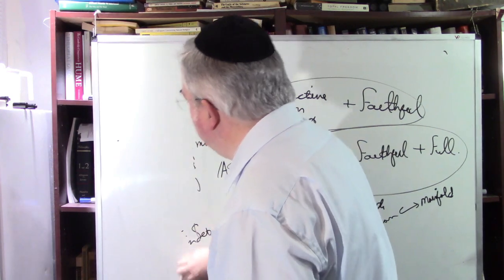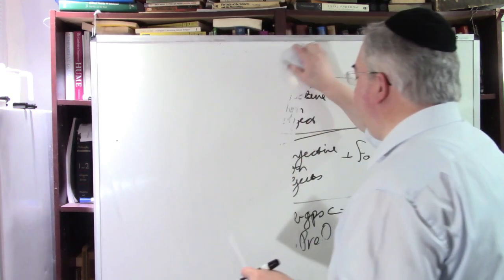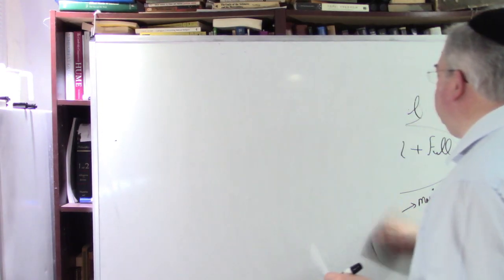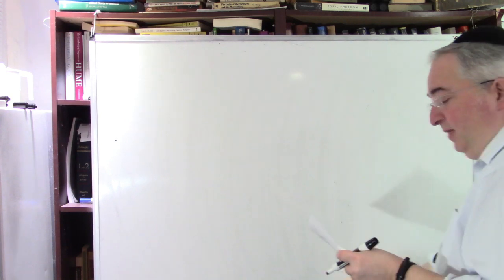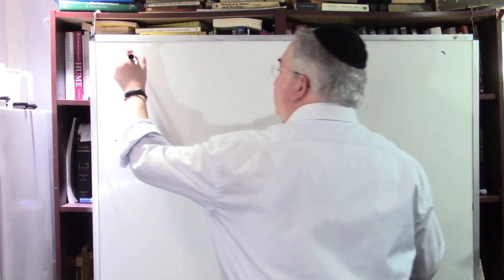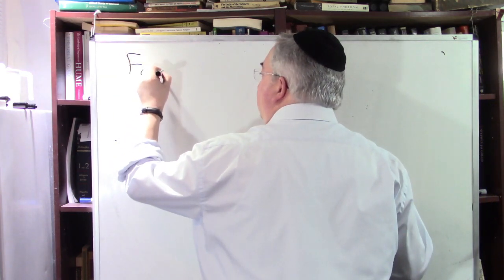Okay, great. So one type of functor is an inclusion functor. Let's do other types of functor. And the second type of functor is forgetful functors.